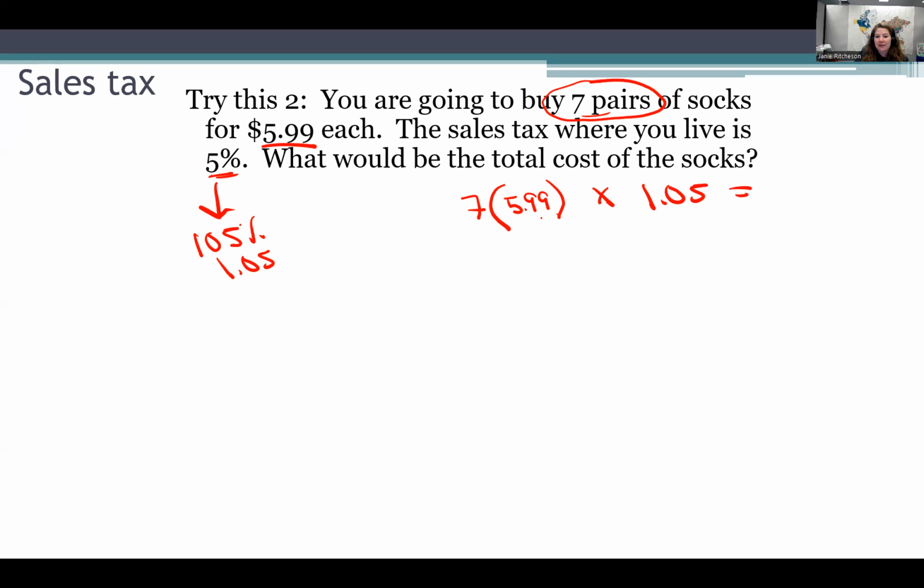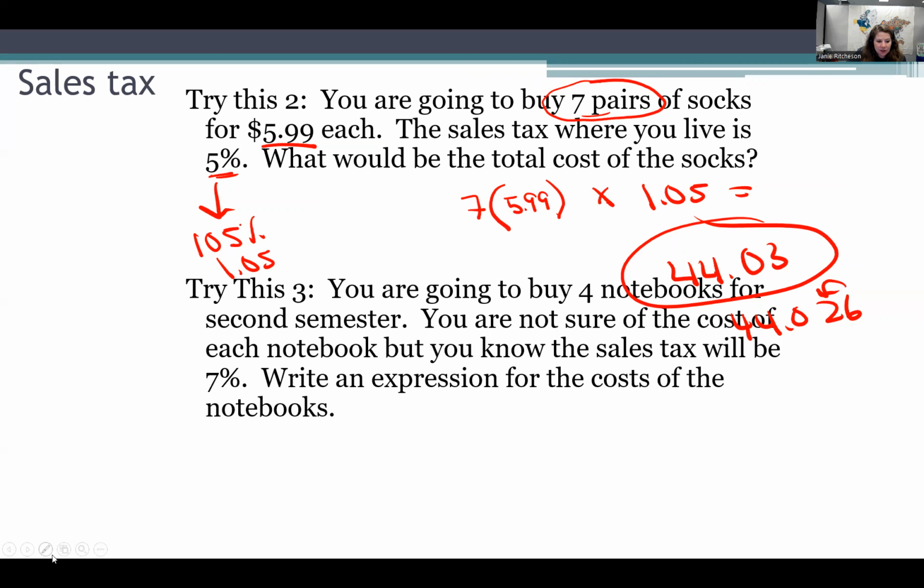So I'm going to put all of that in my calculator. 7 pairs at $5.99 each times 105% of my original price. And I get, in all, I would pay $44.03 because my calculator says 0 to 6. I know a 6 turns a 2 into a 3. So this is my cost.